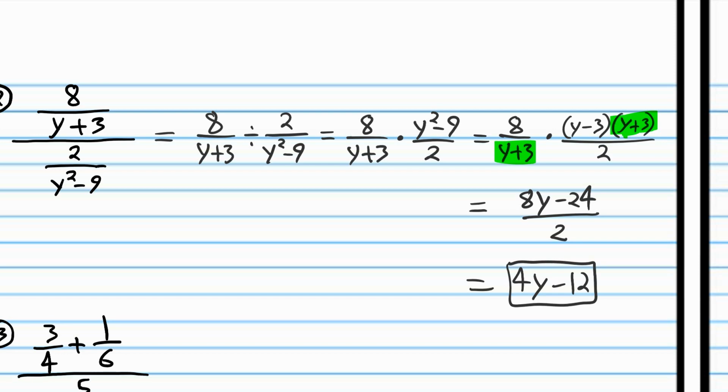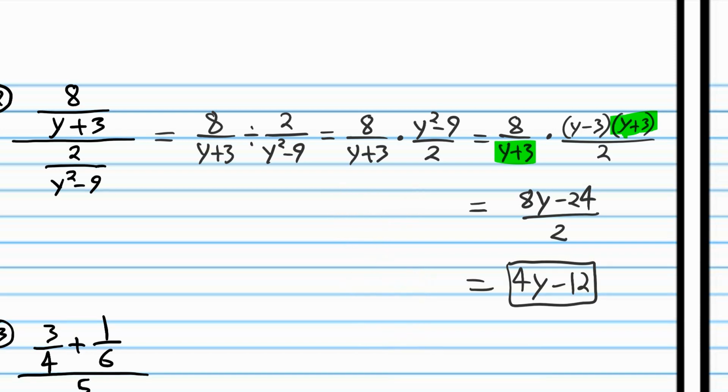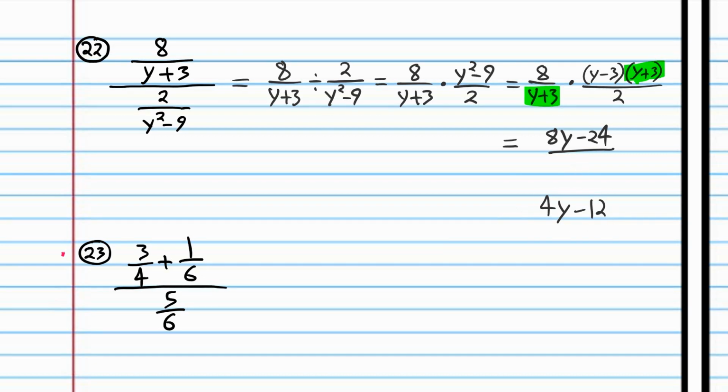But I just want you to be aware that you can keep it in the factored form, 8 times y minus 3 over 2, and then you can just factor this to 4. And then you can distribute to get 4y minus 12. That's another way to do it, which is the same thing we got. So if you got 4y minus 12, good job. So in this problem, we actually ended up with, we didn't have a fraction at the very end.